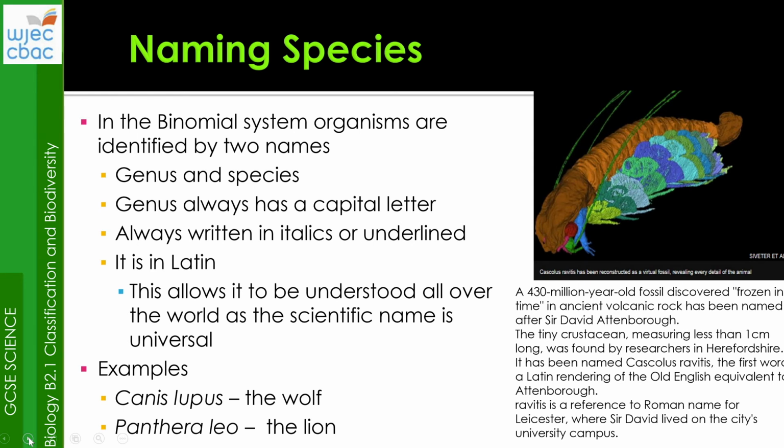This species on the right-hand side is a 430 million year old fossil that was discovered frozen in time in ancient volcanic rock. It has been named after Sir David Attenborough. The tiny crustacean, measuring less than 1 centimetre, was found by researchers in Herefordshire. It's been named Casculus revitis. The first word in Latin is a rendering of the Old English equivalent to Attenborough, and revitis is a reference to the Roman name for Leicester, where Sir David lived on the city's university campus.